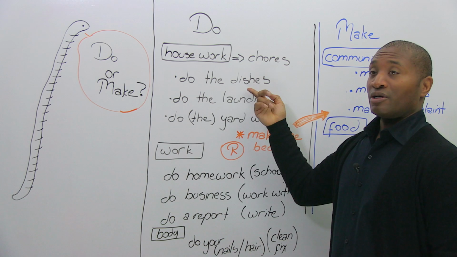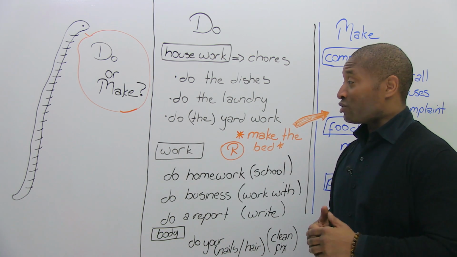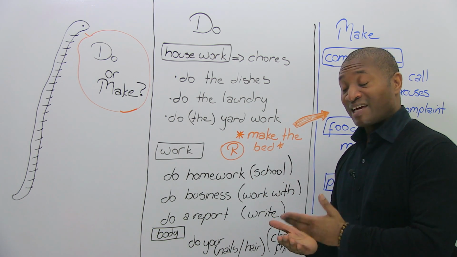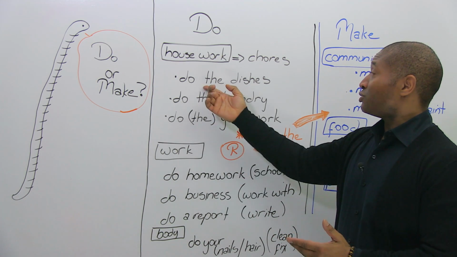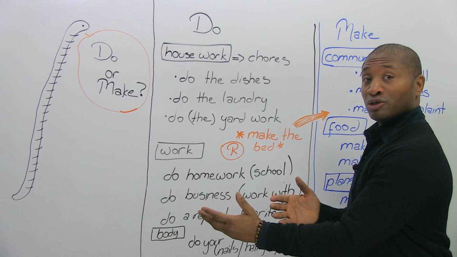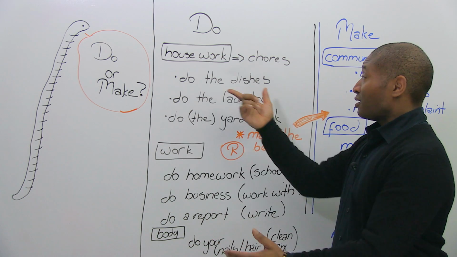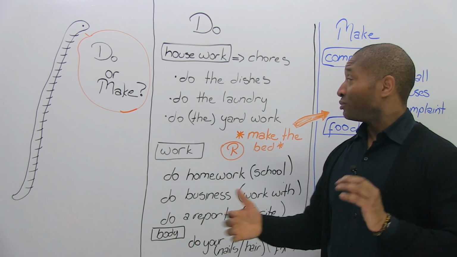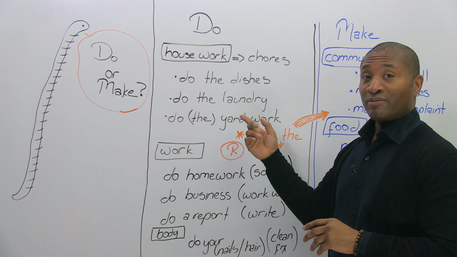Do the dishes. Do you remember when I said that if you do something repeatedly, in a repetitive manner, like you do the dishes, I showed you wash, dry, put away. That's an example of multiple verbs. Do the laundry is the same thing.